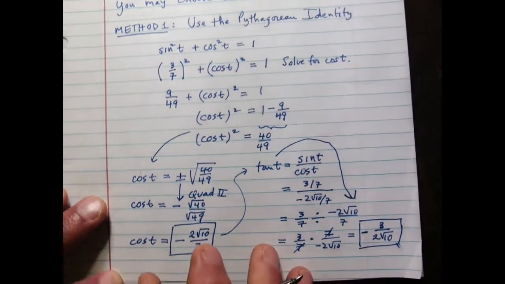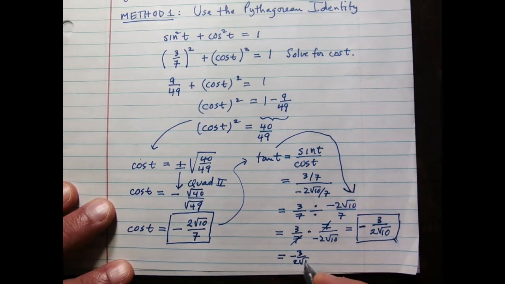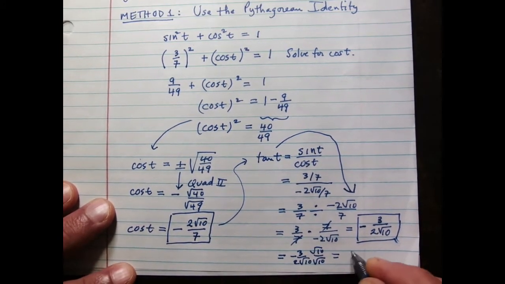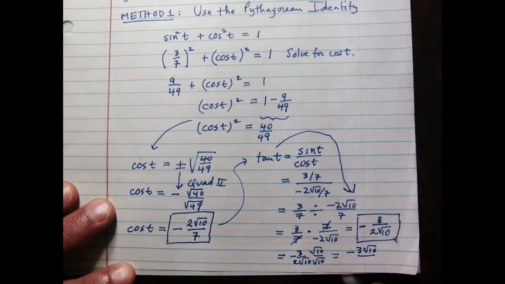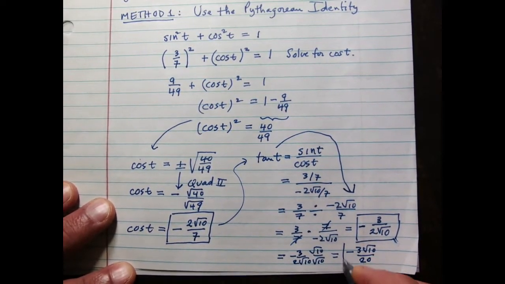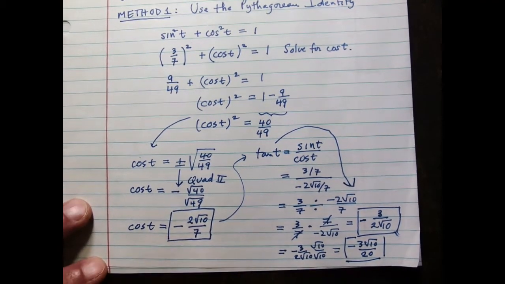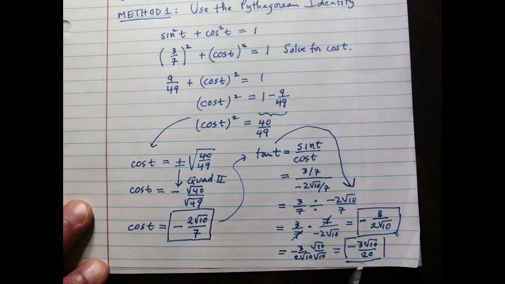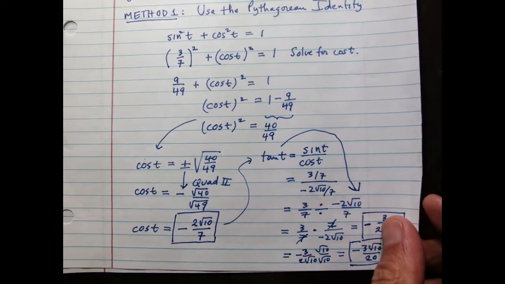If you want to rationalize, can I squeeze that in down here? You can take that answer and multiply by square root of 10 over square root of 10, and you get negative 3 square root of 10 over 2 times 10 is 20. Either one is okay. You don't need to write that both ways. So we have cosine and we have tangent. Okay. Now that was method 1.